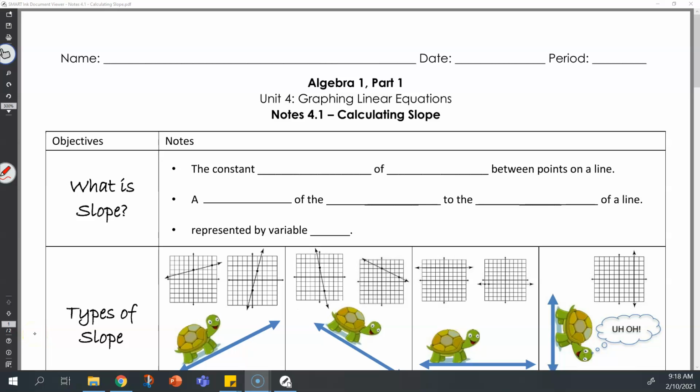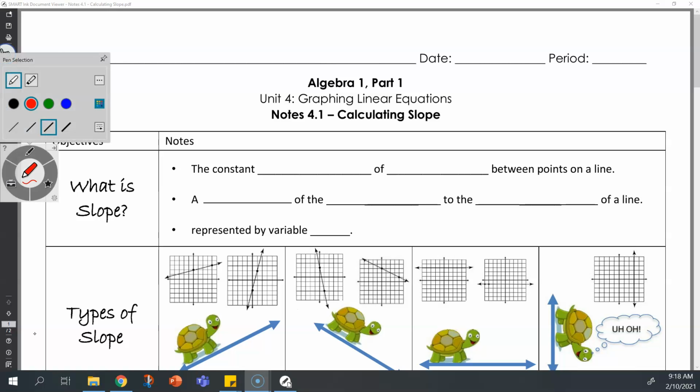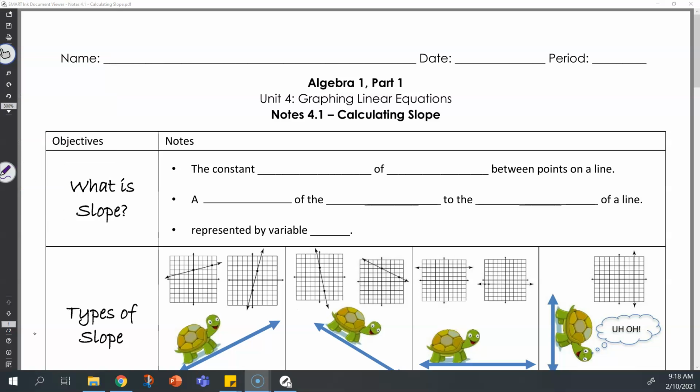Hi everyone. Today we're going to be talking about how to calculate the slope of a line when you're given a graph of that line or 2 points on that line. So firstly, we want to clarify that slope is the constant rate of change between points on a line. How does one point change to get to the other point?